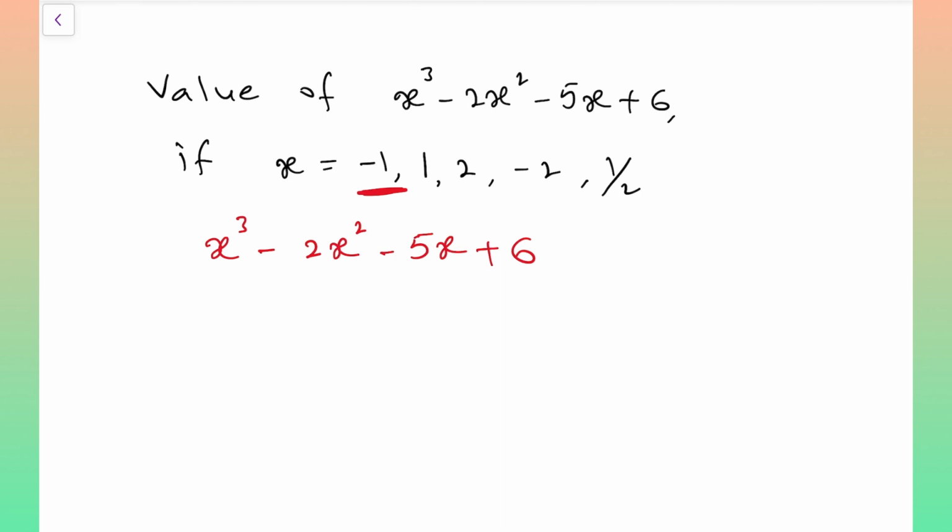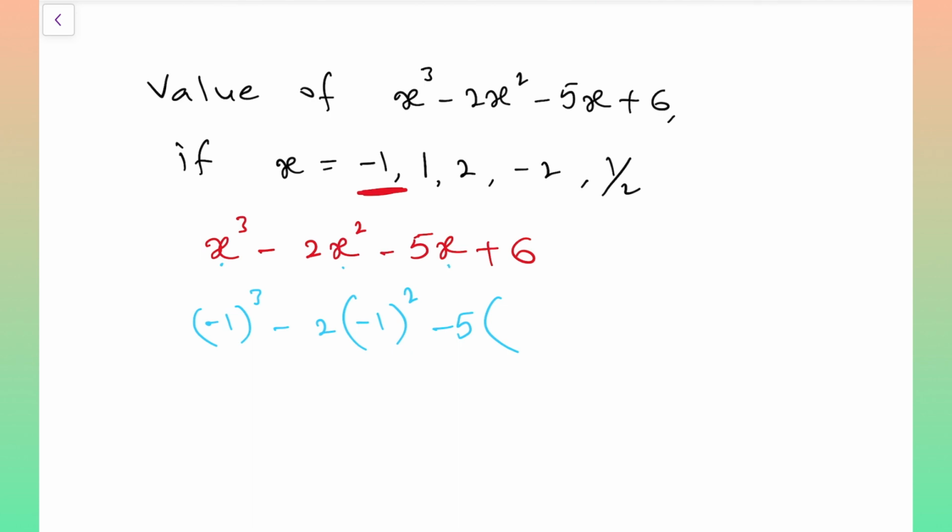So simply wherever we have x in the polynomial, we need to substitute that x value with minus 1. So here x is there, just simply write minus 1, power 3 as usual, minus 2 as usual. Again here x is there, so in the place of x, keep minus 1, power 2 as usual, minus 5 as usual.